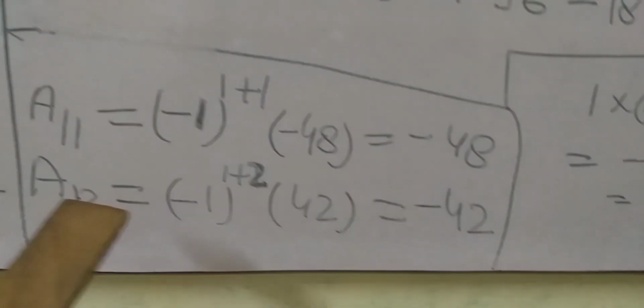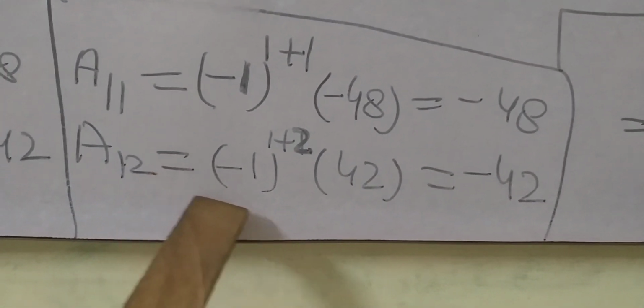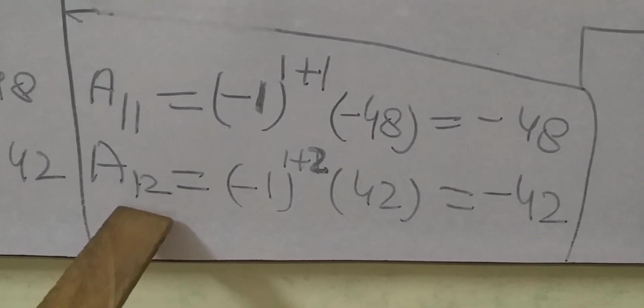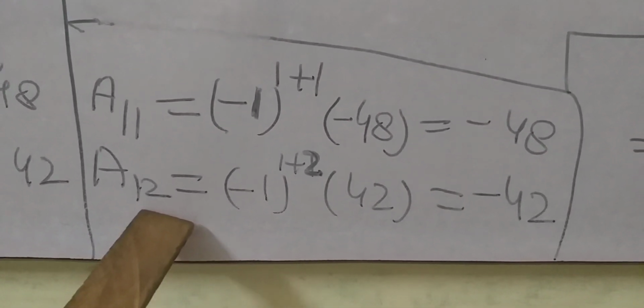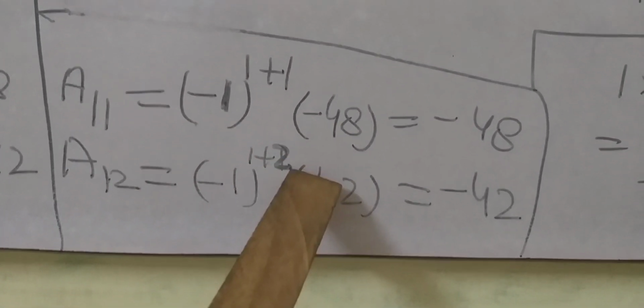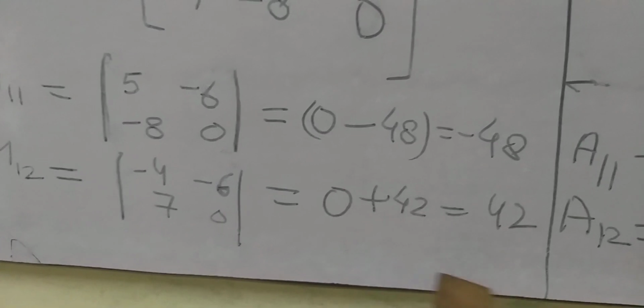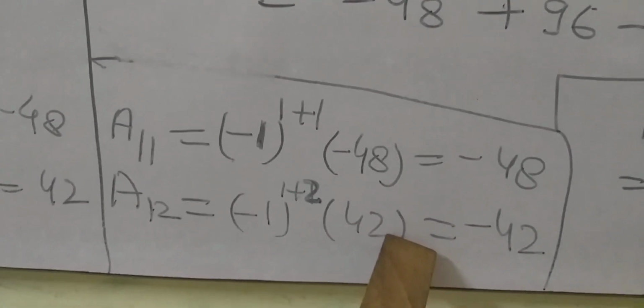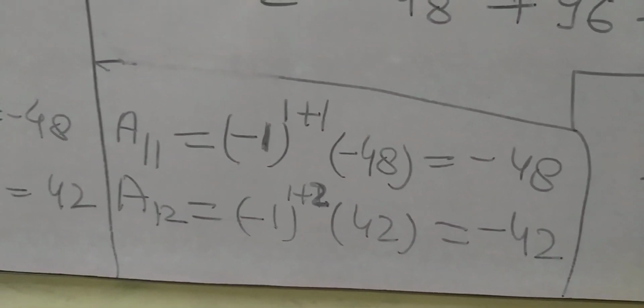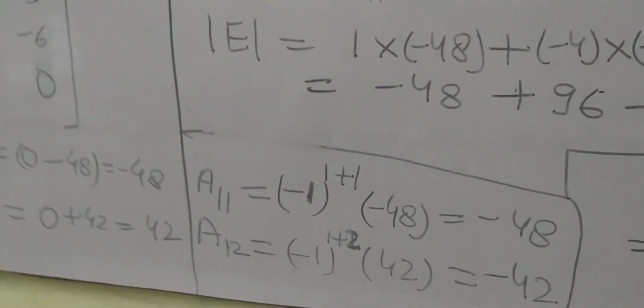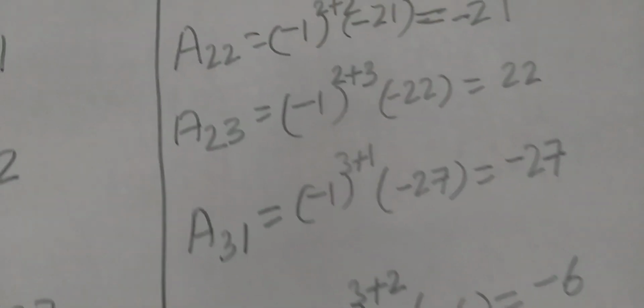Now students, the second element, its cofactor. So a12: -1 to the power 1 plus 2. I value 1, j value 2. And m12 value, you can see, m12 value is 42. So 42 is there. Do calculation: -42.